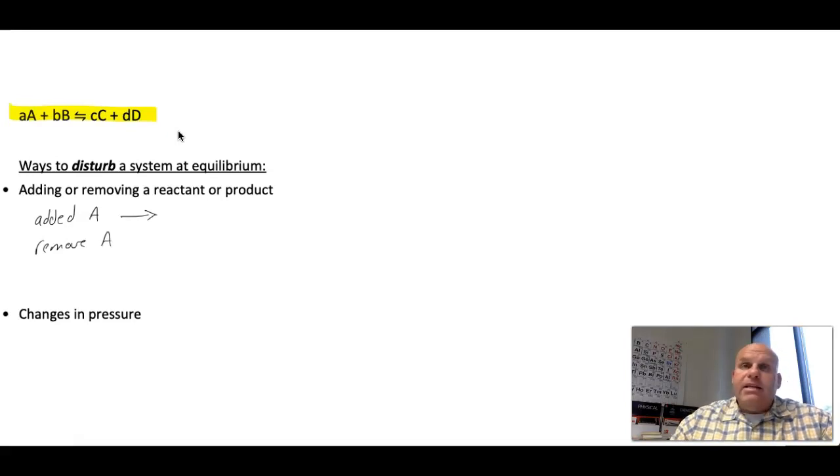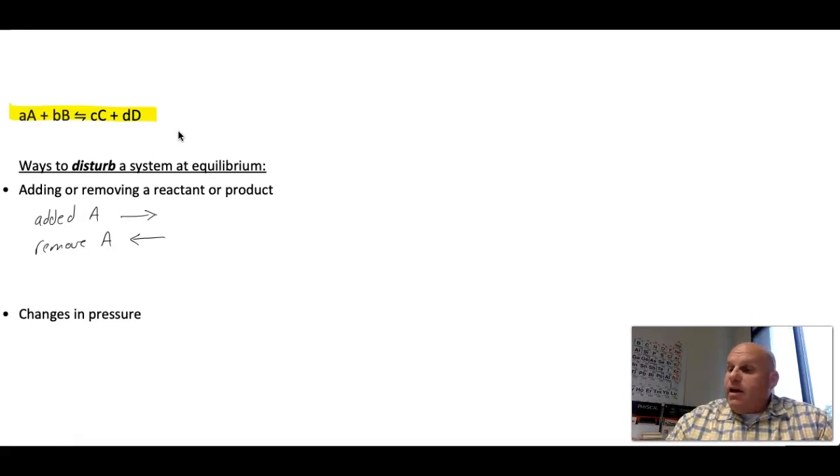If I were to remove A, well, that means your system is going to need to produce more of A because you've removed it. You've disturbed the equilibrium by removing A. So in order to produce more of it, it needs to be in the product. Since A is on the left, my reaction needs to run in this direction to put A in the product so that we make more of it.